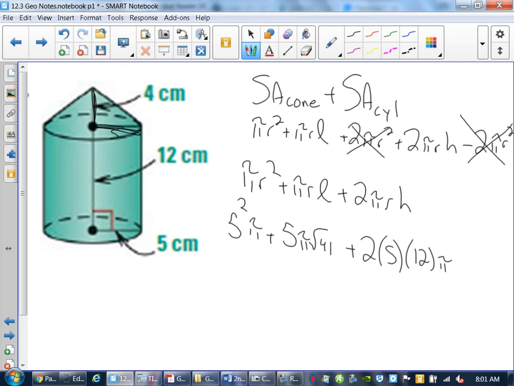So if I do this right, I have 25 pi plus 5 pi root 41. Make sure you hit your right arrow when you're getting out from underneath the radical. That's usually a mistake you guys make. Plus 5 times 2 times 12 pi. I'm getting a decimal of 556.11. 556.11 centimeters squared. Okay.